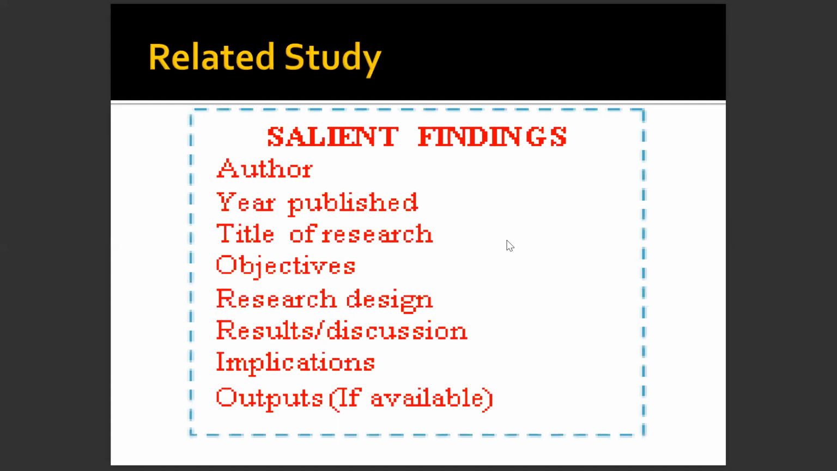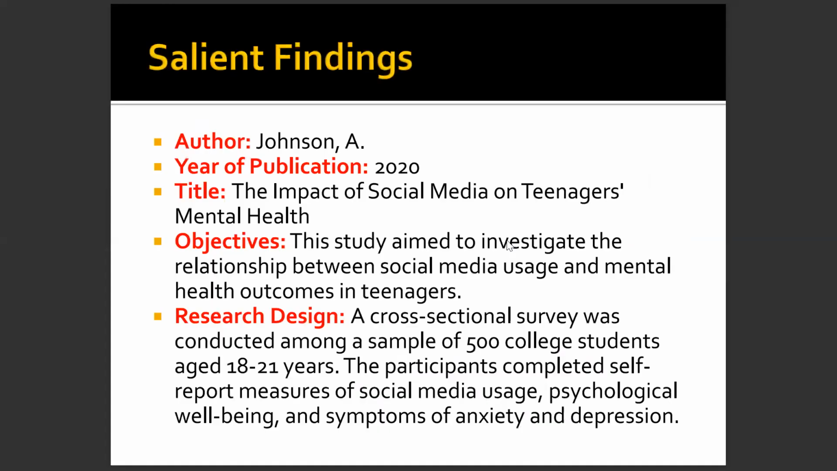So for a related study, salient findings only. This will include only the name of the author, the year it was published, the title of the research, the objectives, research design, results or discussion, implications, and the output if it is available. So let's examine particular salient findings in the following slides. For example, you have here the salient findings.